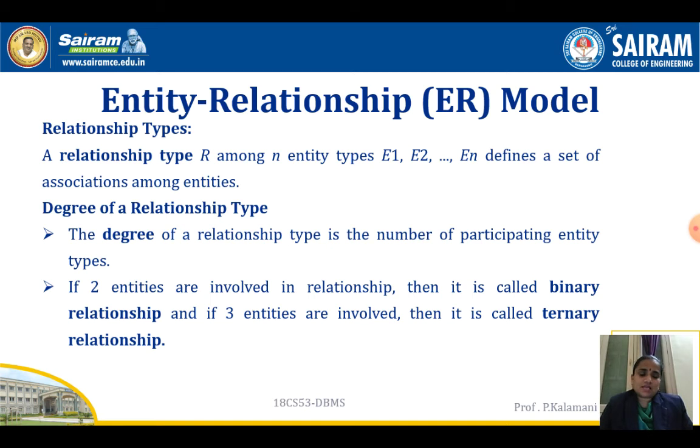We can take medicine, doctor and patient as an example. The relationship involved here is prescription. Doctor prescribes the medicine to the patient. So this is called a ternary relationship, where 3 entity types are participating in this relationship.